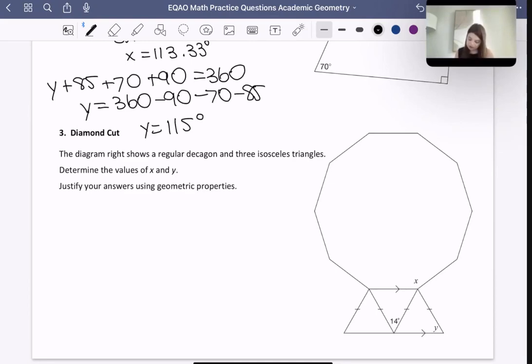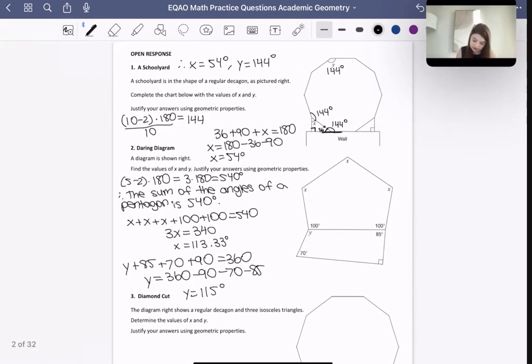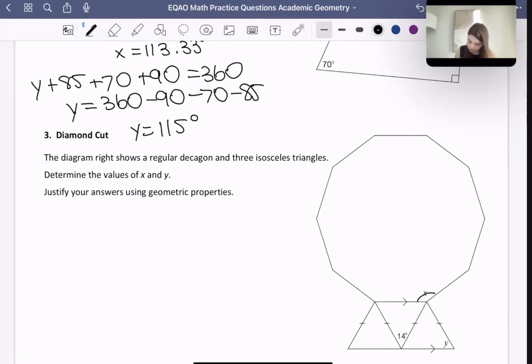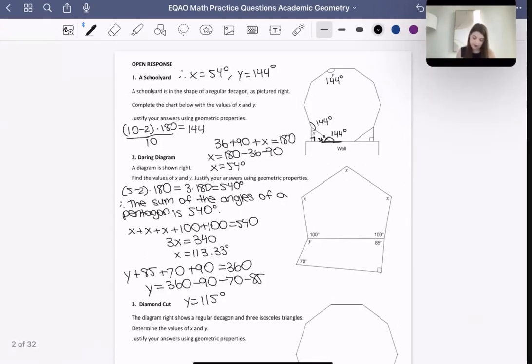So they told us it's a regular decagon, and we actually already solved up here for how many degrees for a regular decagon. So because we already did that up here, I'm not going to show it again. I'm just going to say this must be 144 because of reasons above, right? We already have solved this.